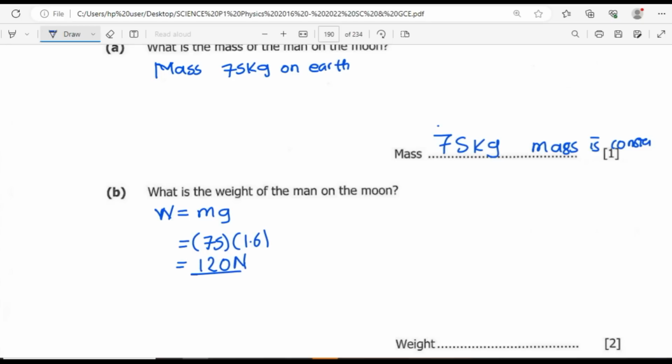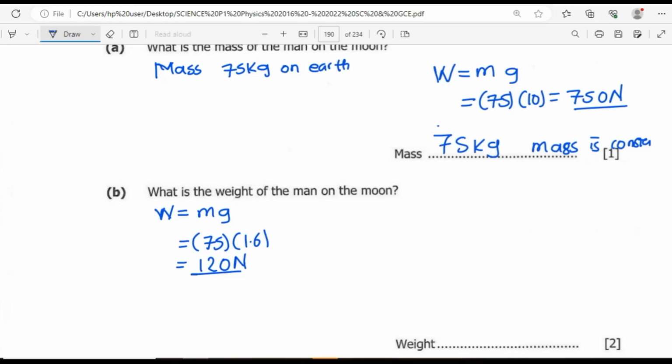Now what if the question was to find the weight of this person on Earth? The formula will not change. What changes is now gravity. So the mass is still 75, then our gravity now is 10. So if you multiply, you get 750 newtons. So we can say that the weight of an object on Earth is greater than the weight of an object on the Moon, and the reason is the gravitational field strength on Earth is much greater than that on the Moon.